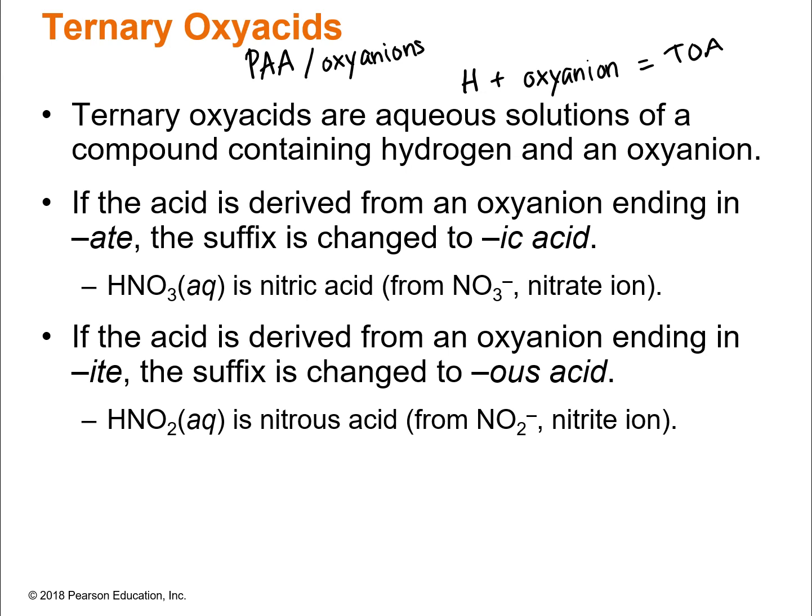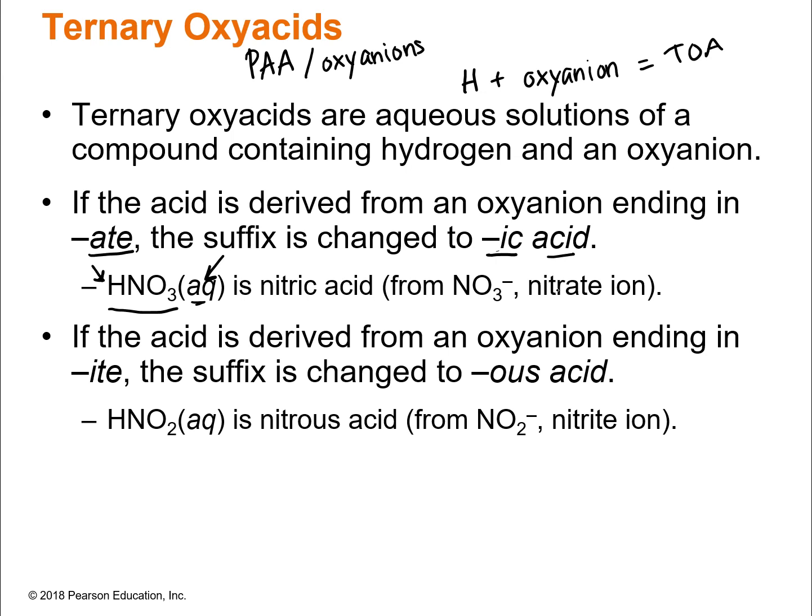If the acid is made with an anion that ends in ATE, then you change that suffix to IC and add the word acid. So here we've got HNO3, and it's aqueous. If we were classifying this, we would see, okay, we've got a hydrogen and we see aqueous, so we know it's an acid. And since we see two nonmetals, which looks like an oxyanion, it has to be something ternary, so it's a ternary oxyacid.